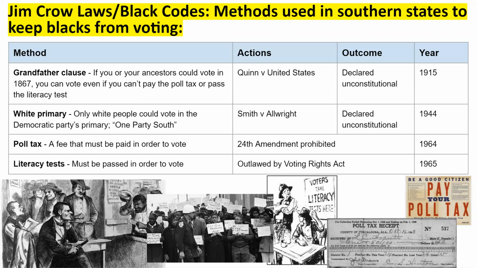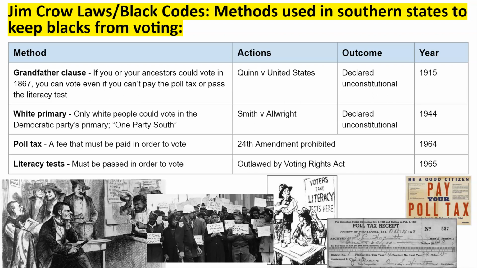So you had the grandfather clause. If you could vote or your ancestor could vote, then even if you can't pay the poll tax or pass a literacy test, that's okay. You can vote, okay? And that's designed to get the white people out to vote. The white primary, only white people could vote in the South, the one-party South, as it were. Both of these items were declared unconstitutional by the courts, but we would see them continue to play out even into the 1940s with the white primary.